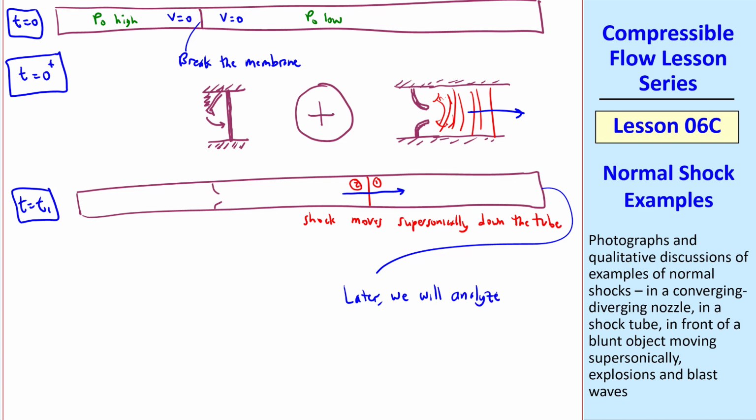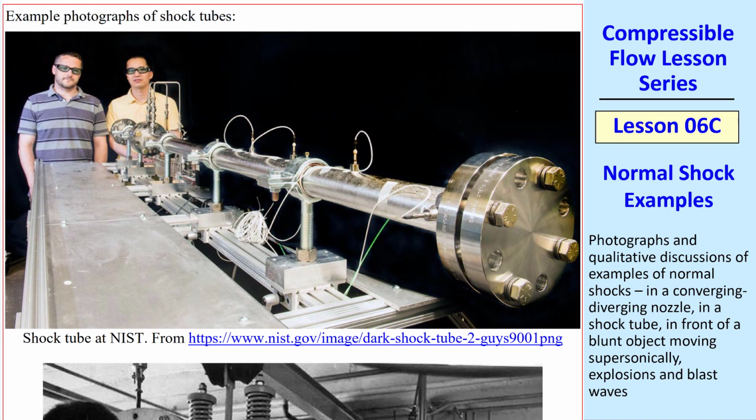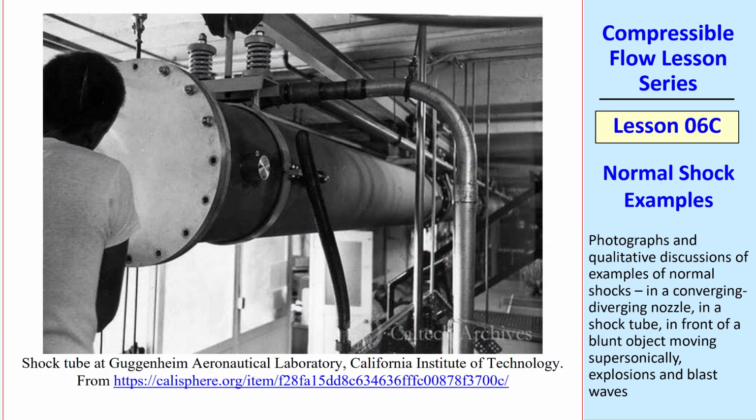Later in the course, we will analyze what happens, for example, when the shock hits a solid end and then gets reflected back into the tube and starts moving this way. So we'll analyze reflecting shocks. If you have an initially very high pressure, the Mach number and therefore the speed of this supersonic shock will be huge, which is why these shock tubes are typically very long, so you can do some cool measurements. Here's some examples of actual shock tubes. This one's from NIST, and this is the one I worked on at Caltech back in the 1980s. By the way, the tubes are usually very thick to withstand the high pressures in the shock tube.